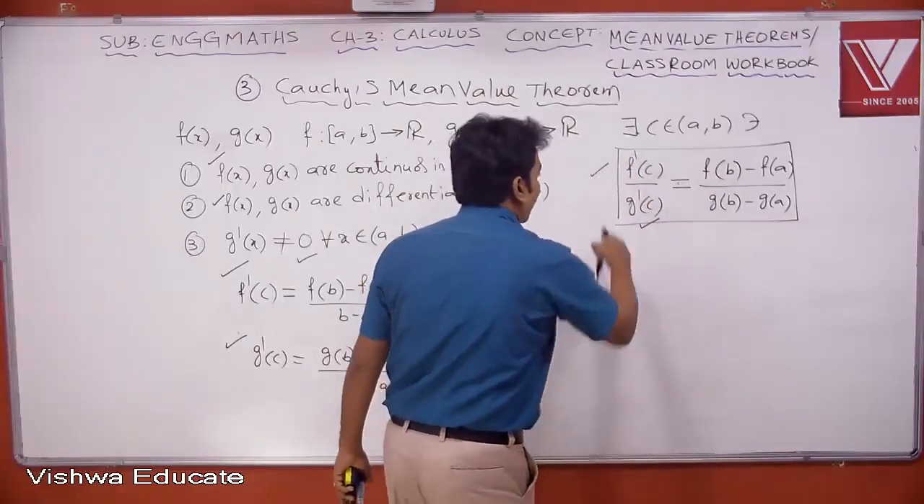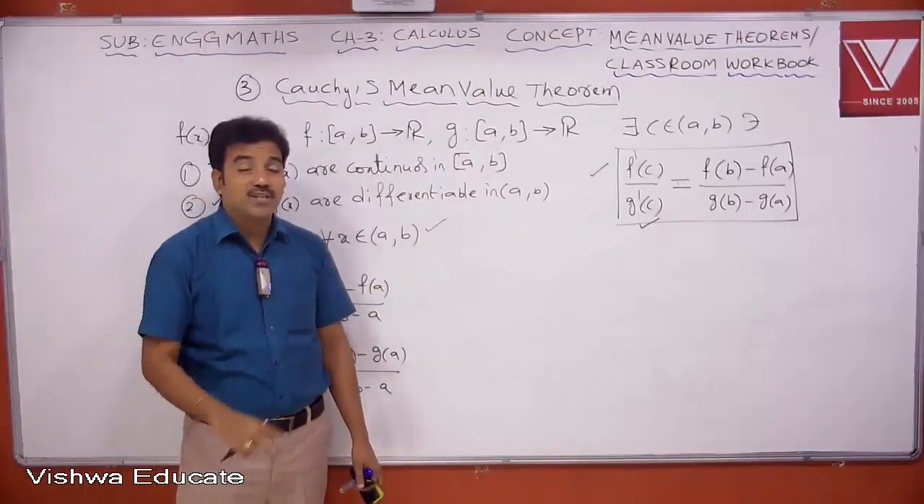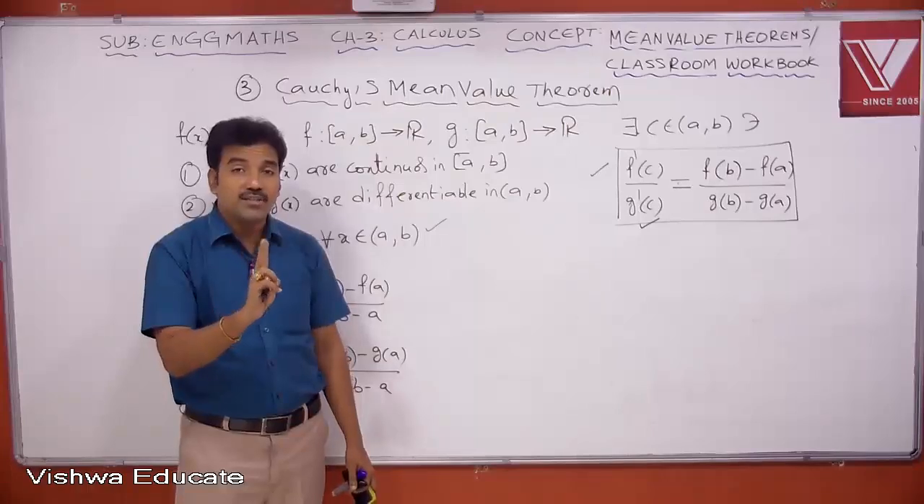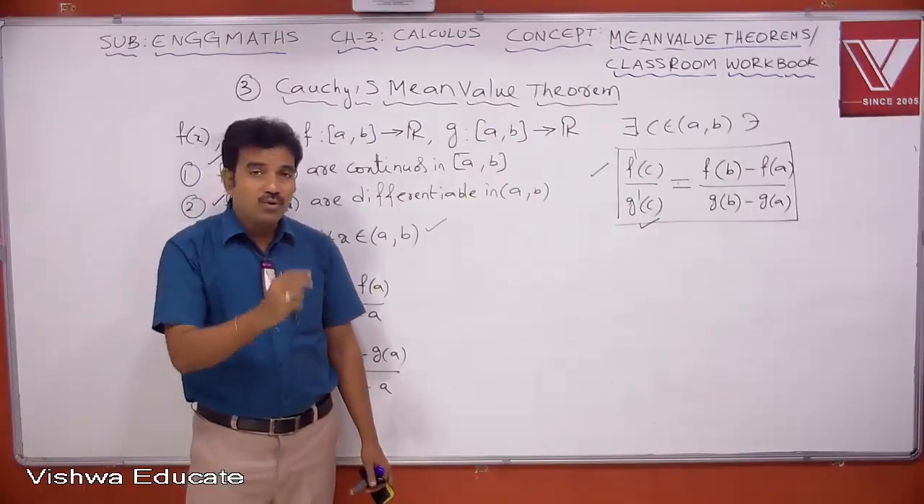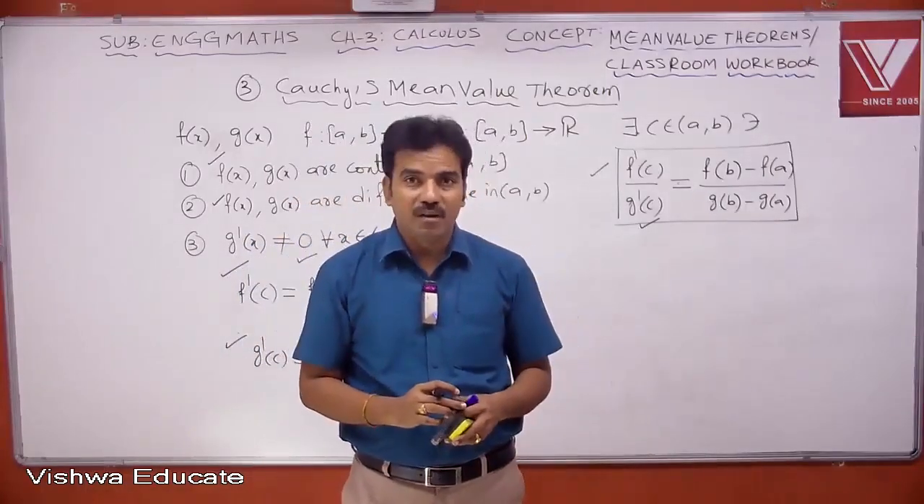So how are we getting this conclusion? This is basically an application of Lagrange's mean value theorem for two different functions f of x and g of x defined in the same interval. Got it? When you go through all these mean value theorems, the basic point is Lagrange's mean value theorem.